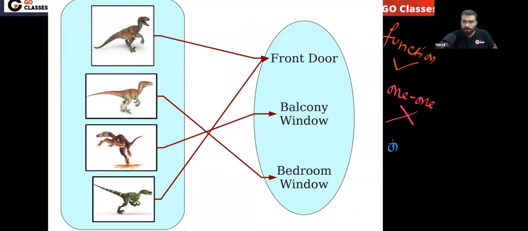Okay, what about onto? Is this onto? Yes, this is onto. Every element of codomain is covered. Every element of codomain has at least one pre-image.